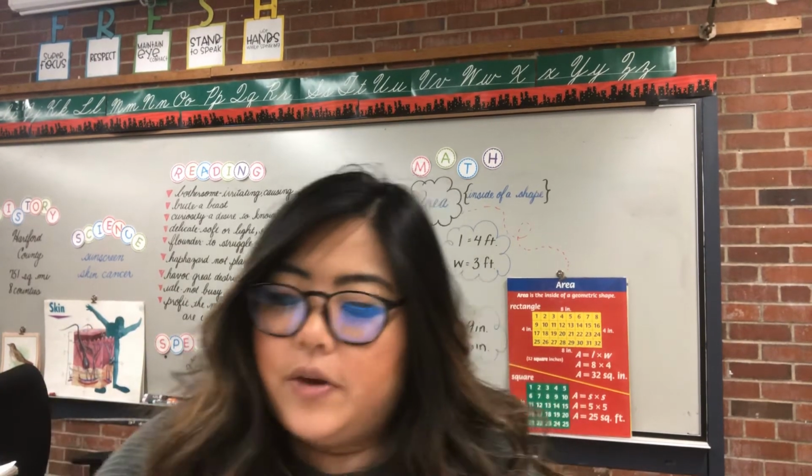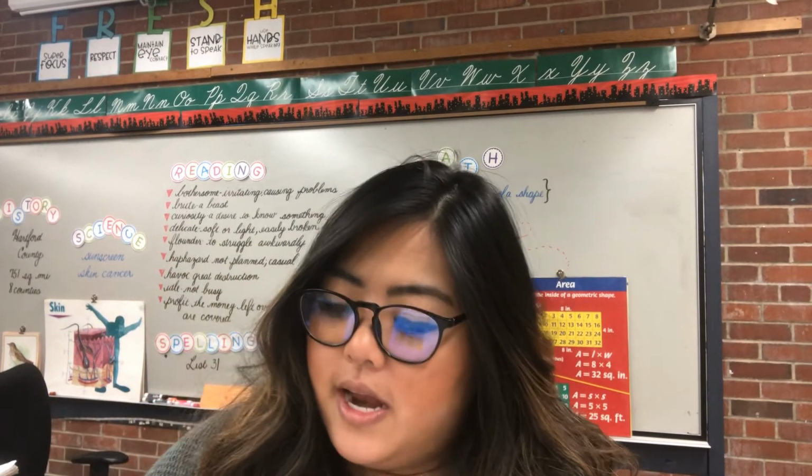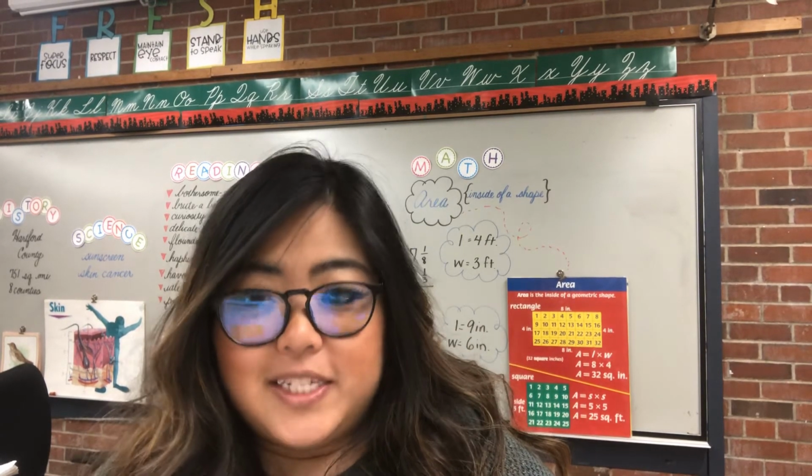If those were in feet, we would have square feet. If these were in inches, we'd have square inches. If these were yards, we'd have square yards. Okay, so let's look at this next one. This is an odd polygon, but there are 55 square units in that one.